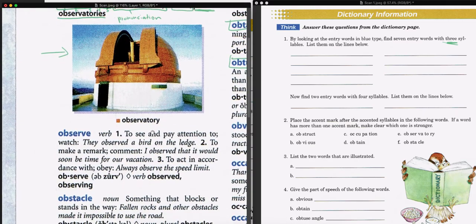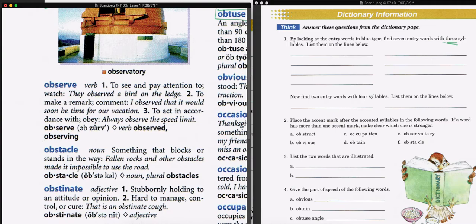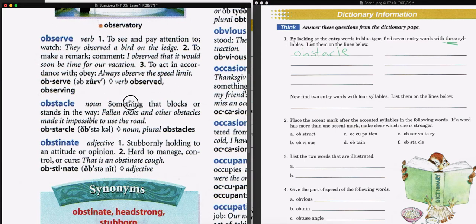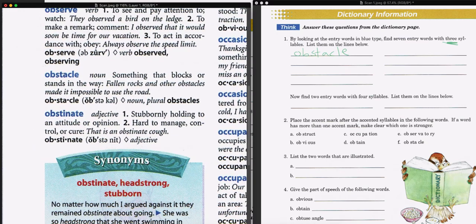Let's see if we can look for one. Observe, that's 2. Obstacle, obstacle. So obstacle is one. It has 3 syllables. So you can write obstacle as one of your entry words. And I think you can do the rest by yourself. So just look through all the words. Look for ones that have 3 syllables, just like obstacle is broken into 1, 2, 3 syllables.